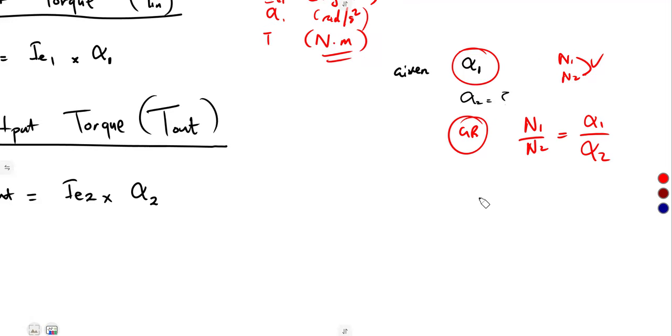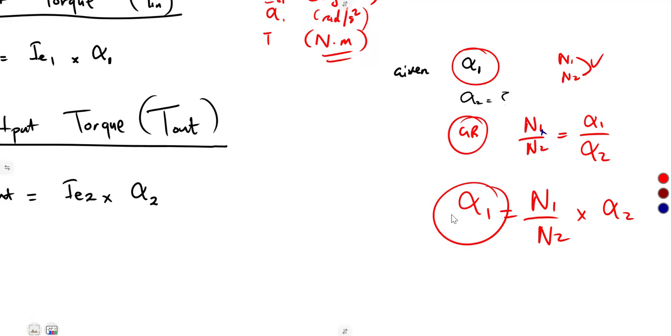So that's where you see your textbook. They just write alpha 1 is equal to, they've already removed this by multiplying by it here. Then you just see them writing N1 over N2 times alpha 2. You wonder, where is it taken from? From the gear ratio. Also, we can make that alpha 2 the subject. So this is used now if I am to calculate alpha 1. Given alpha 2, I can simply calculate my alpha 1.